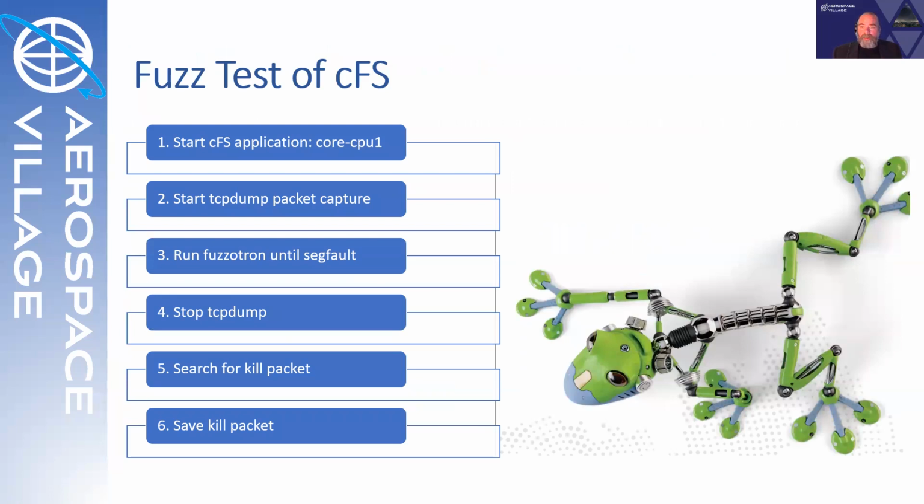You search through for the kill packet. It's worth noting that it's not the last in the file. There's a slight delay between when Fuzzotron sends its packets and when it can detect the seg fault of the executable under test. That delay means that you're going to find that packet several dozen, maybe even 100 packets up from the bottom. Probably not quite that much, but several dozen. So once you have carved out your kill packet, of course, you need to save it.